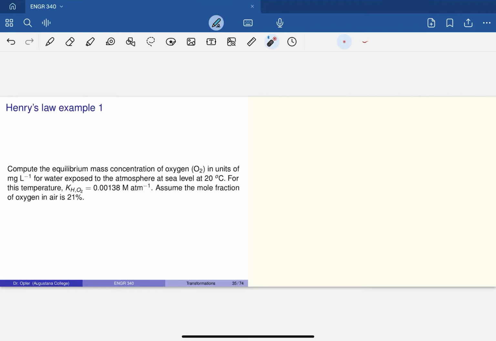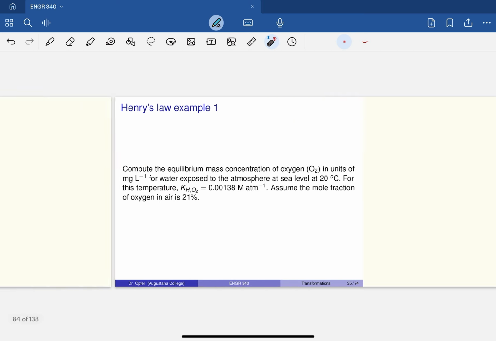For our Henry's Law example, we're going to compute the equilibrium mass concentration of oxygen in units of milligram per liter for water exposed to the atmosphere at sea level at 20 degrees Celsius. We're given Henry's constant for this temperature, and we're told to assume the mole fraction of oxygen in air is 21%. So what we're looking for is the amount of dissolved oxygen in the seawater.